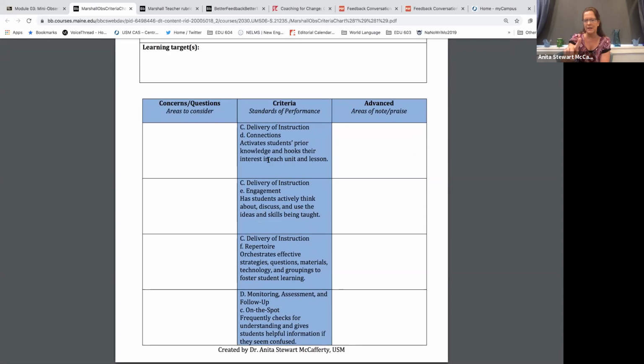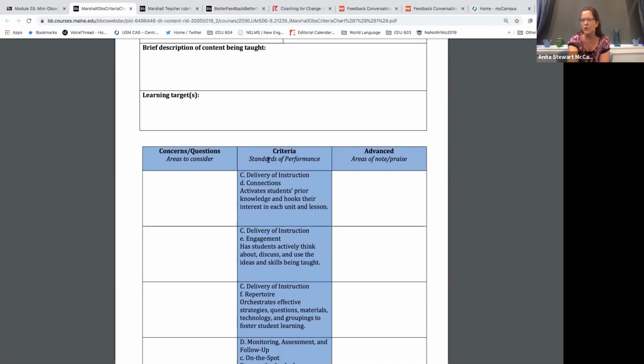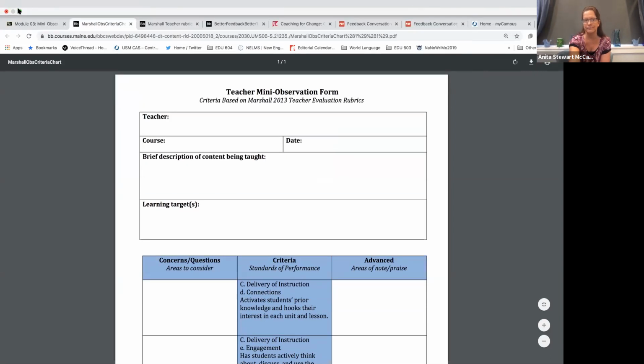So letter C, D, C, E, and CF, and then one element for monitoring, assessment, and follow-up, and that's on the spot, so frequent checks. So here's an example of an observation tool that doesn't have a rating or a score, and it's really customized or tailored to the work that we might be doing with an individual teacher, or maybe a team of teachers, or maybe it's something across the board as a school that we're working on based on the professional development or learning or new programs or instructional strategies that we have been paying attention to.